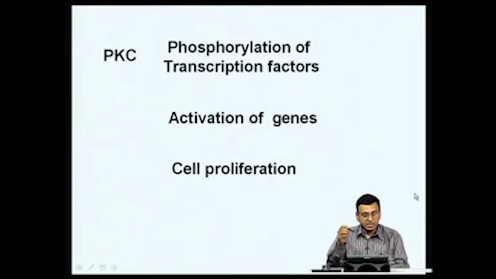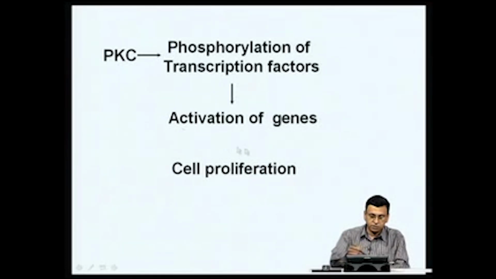So, PKC phosphorylates a number of transcription factors, and one of the important transcription factors phosphorylated by PKC is c-Fos and c-Jun, which together are called AP1, or activator protein 1. Now, in the next class we are going to spend a lot of time trying to understand how phosphorylation of these transcription factors by protein kinase C results in the activation of very important physiological processes, including cell proliferation and growth.